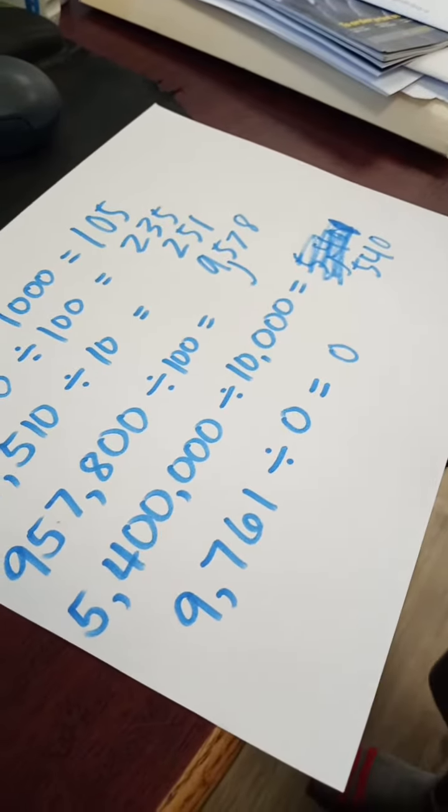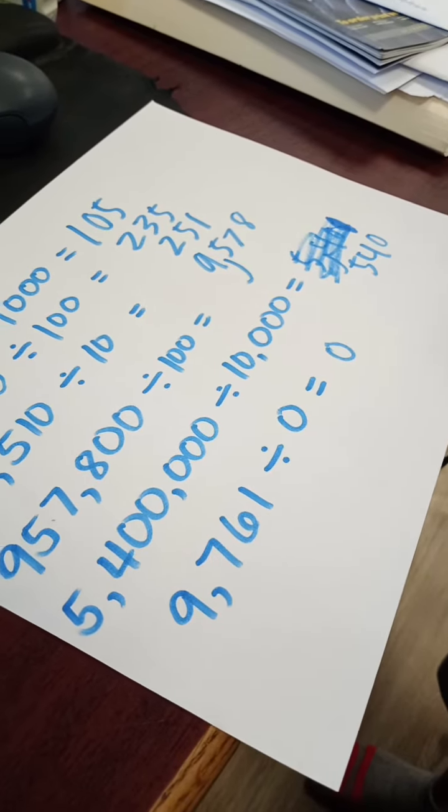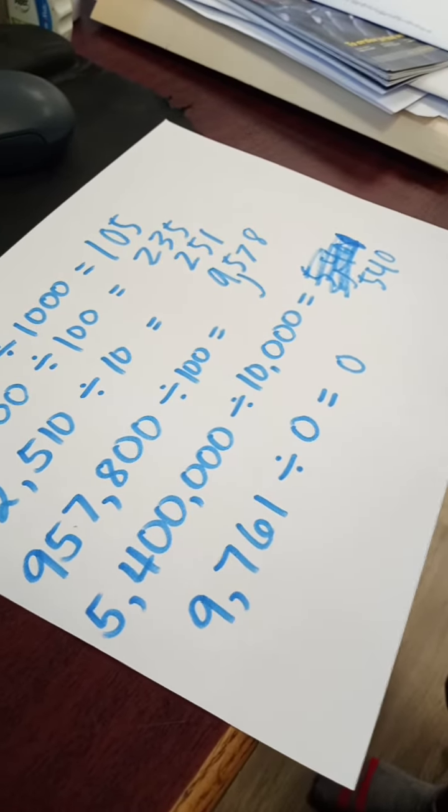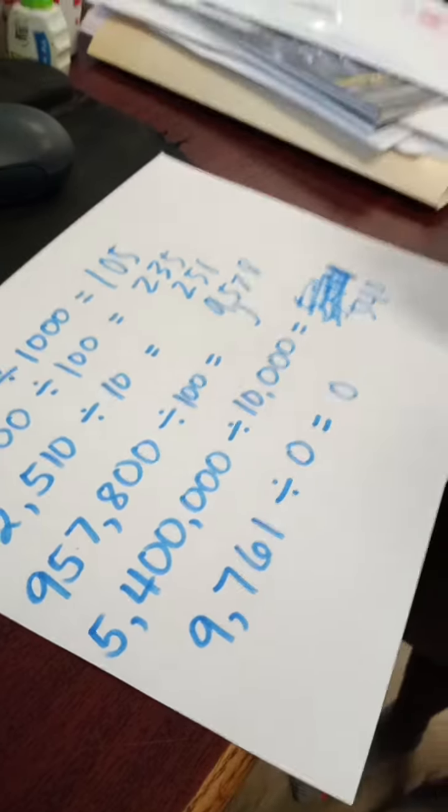And what is 9,761 divided by 0? 0. Why is it 0? Because anything multiplied or divided by 0 is 0. Great. You know your numbers, right? Great job.